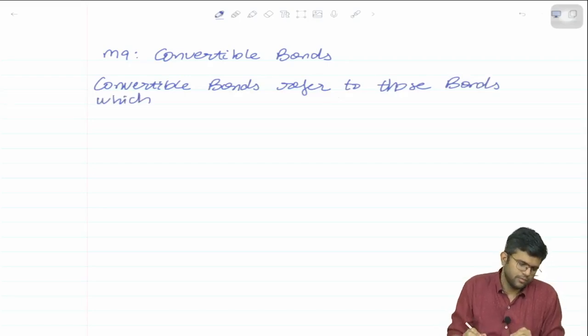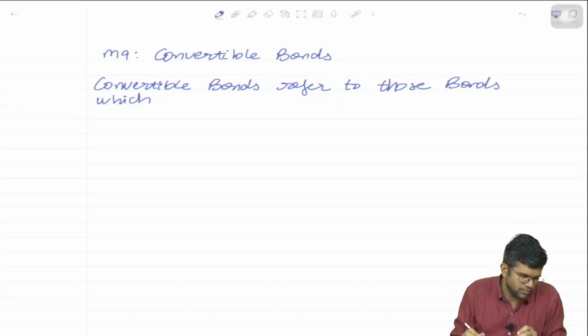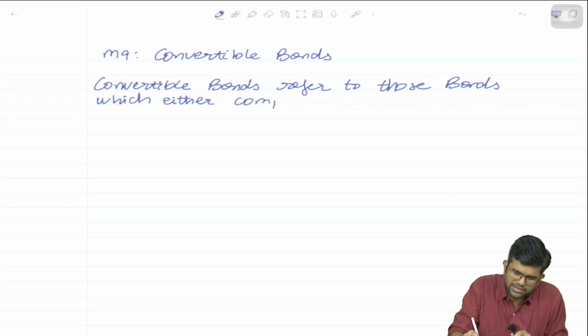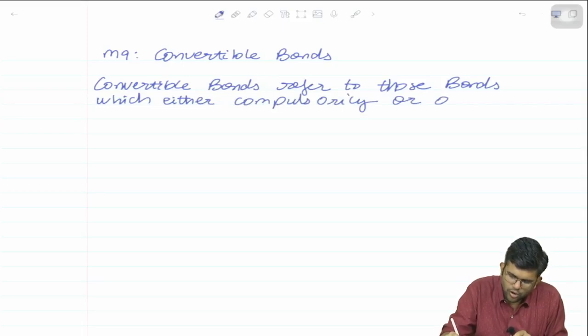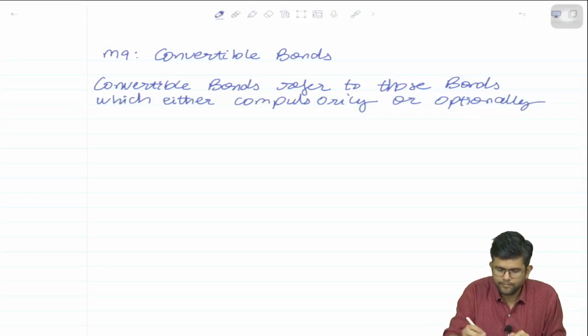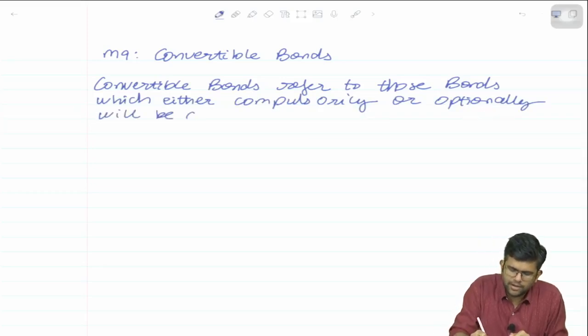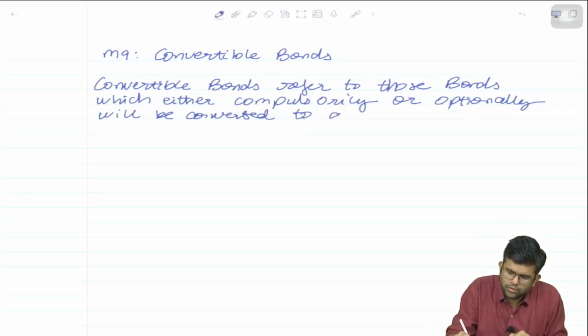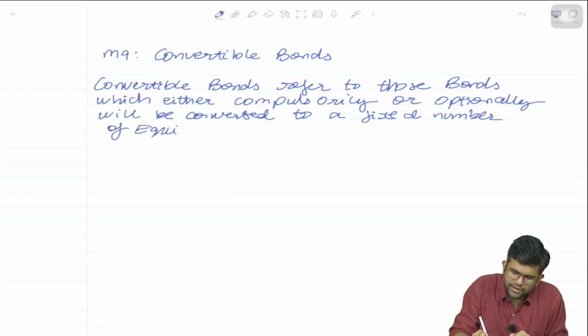which either compulsorily or optionally will be converted to a fixed number of equity shares.